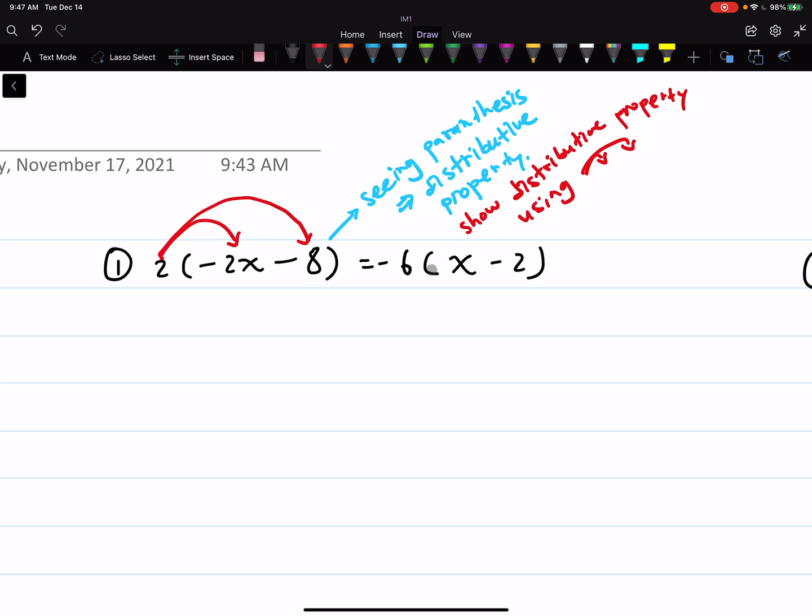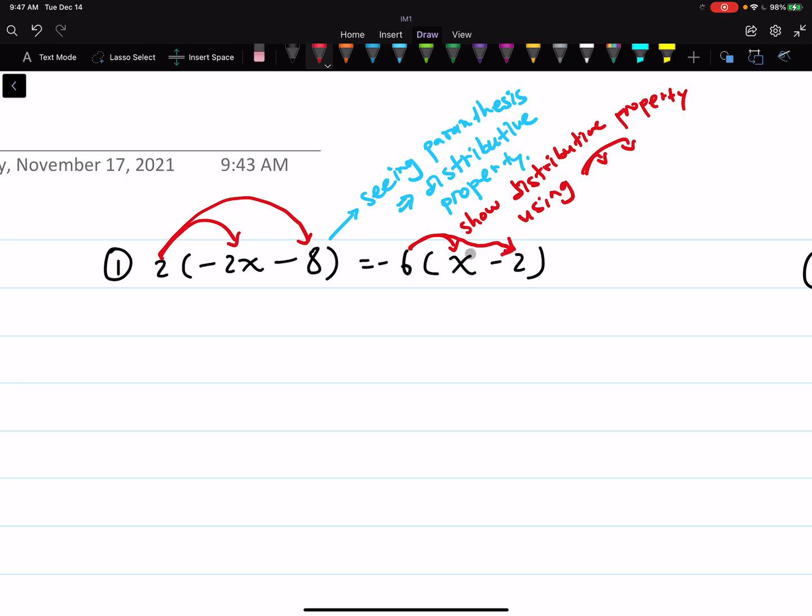Okay, so that's the left side of the equation, and on the right side as well, I can see that there's distributive property, right? Because I see parentheses, which means distributive property. So I'm going to distribute right here as well. So I'm going to go here, distributive property, right there.